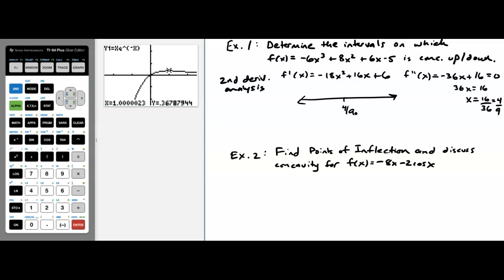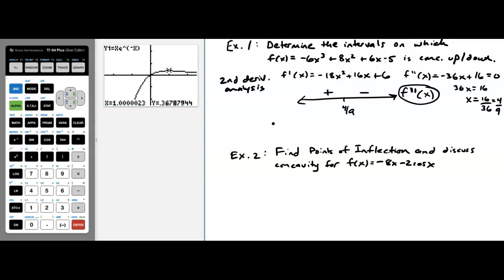4/9, and again, we're going to label this f double prime of x, because we've always got to make sure that we label these number lines so that we know the correct place to plug in our representative values. So something to the left of 4/9 would be, I guess 0 would probably be the easiest thing there, and if you plug that into f double prime, you're going to get 0 plus 16, so that's positive. And then if you took something that was greater than 4/9, then you would get a negative.